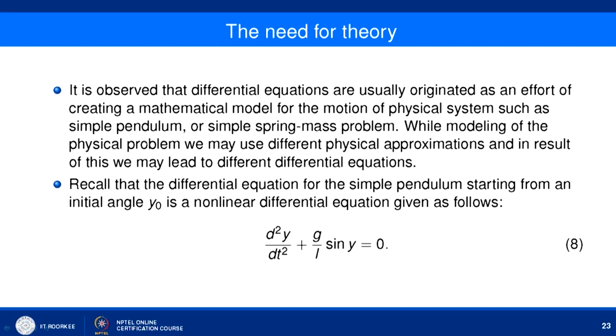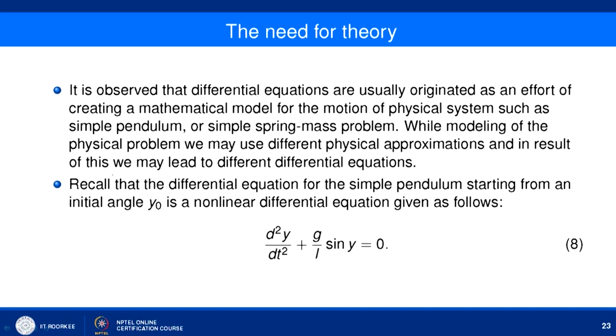If we consider the case of a simple pendulum, your differential equation comes out to be y double dash plus y equal to 0 after simplification, after assuming certain things. A simple spring mass problem also gives rise to a differential equation. While modeling a physical problem, we may use different physical approximations, and as a result we may get different differential equations. It means that if we assume a certain set of assumptions, we get a differential equation. For example, if you consider the simple pendulum and assume that sine of y can be approximated by y, it comes out to be y double dash plus y equal to 0. It is a linear second order differential equation.